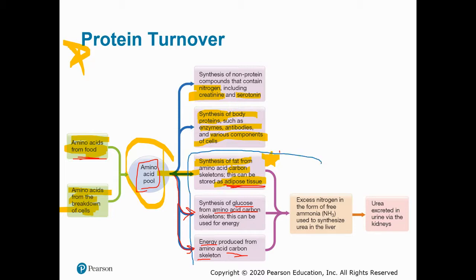Make note of these three. So when we're using amino acids, this is energy storage. This is energy in the form of glucose. This is energy directly from the amino acids.